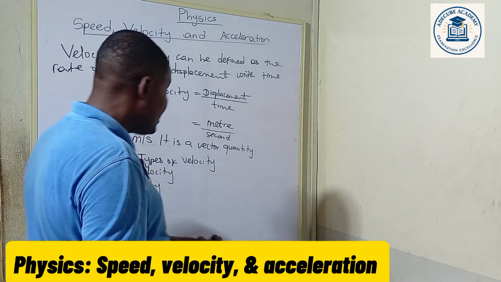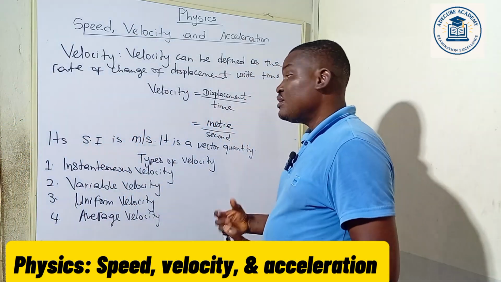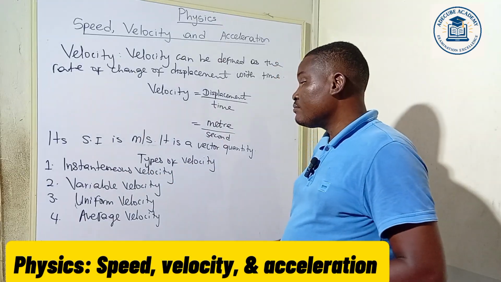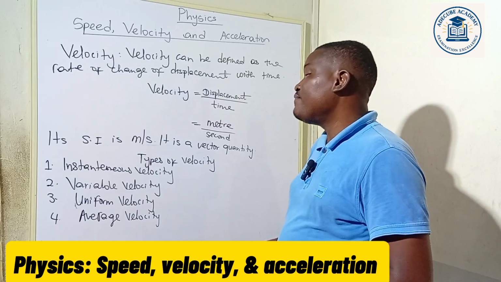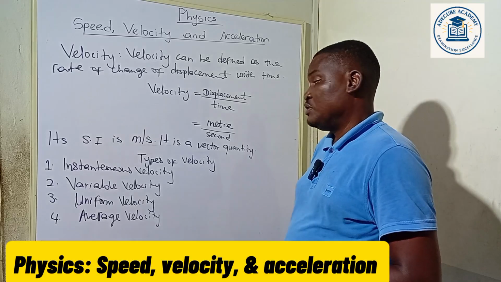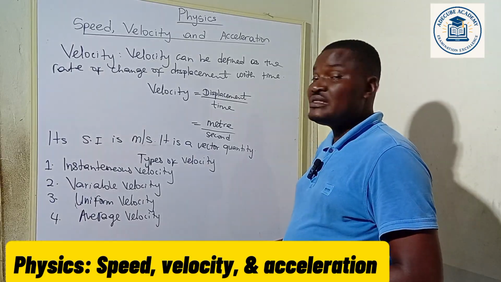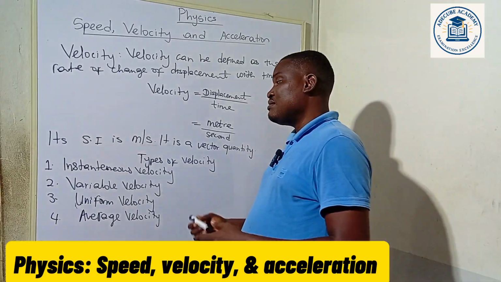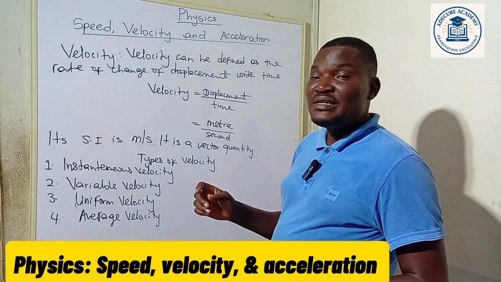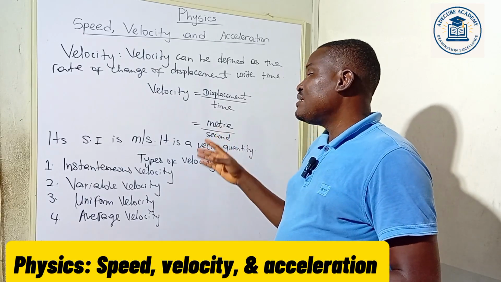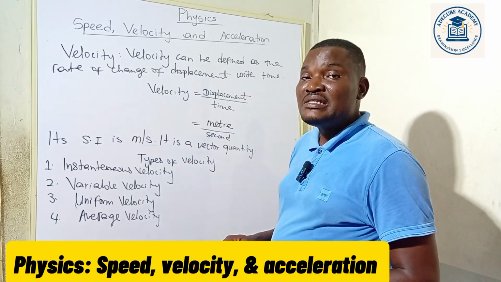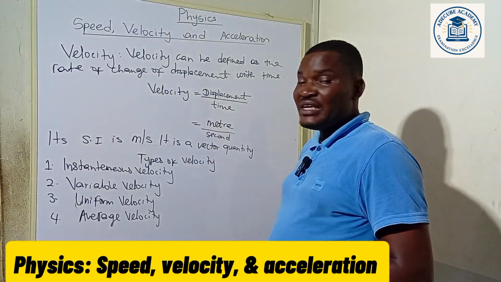If you check it against the explanation of speed, it's almost the same thing. We have instantaneous velocity and instantaneous speed, variable velocity and variable speed, uniform velocity and uniform speed, average velocity and average speed, and they have the same explanation. The difference between them, just like we stated earlier, is that velocity is a vector quantity, while speed is a scalar quantity. I'll just explain this.